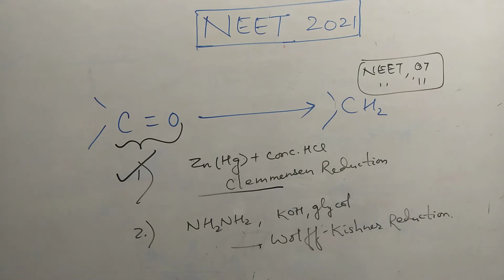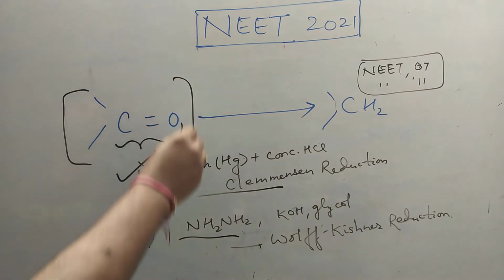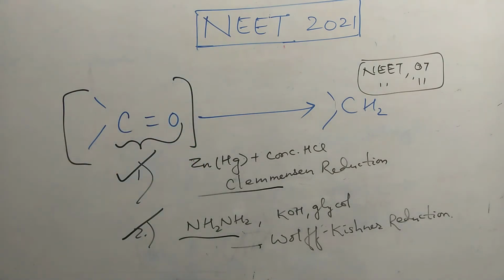Next was asked in 2011, during Wolff-Kishner reduction what is the reagent used? So the reagent used is hydrazine NH2NH2, or you can write N2H4. It forms hydrazone which is treated with KOH and glycol to form alkane. So this is the conversion of carbonyl compound to alkane. So keep this in mind, students. Three reactions up till now I have discussed: one is Rosenmund reduction, another is Clemmensen reduction, and another is Wolff-Kishner reduction.